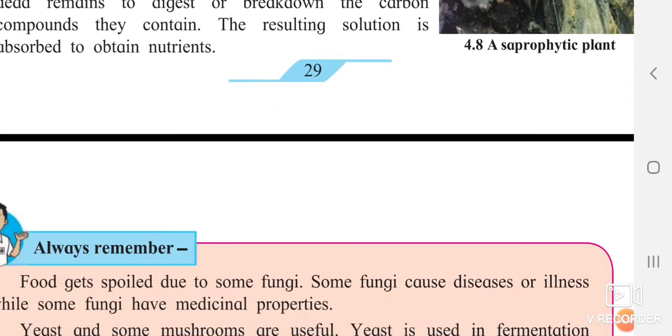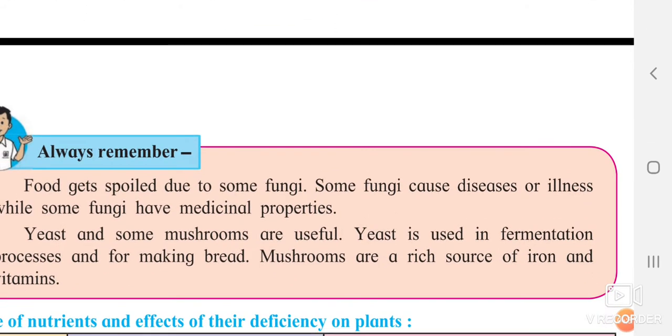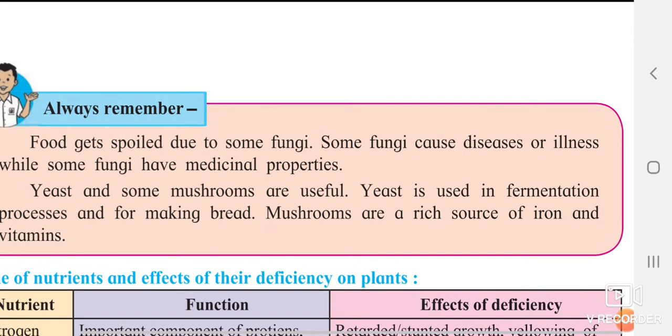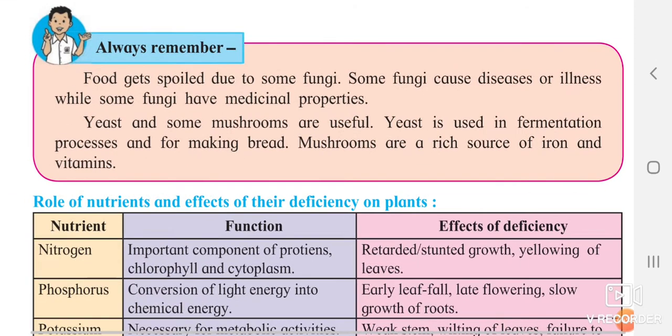So we have seen three types just now. One was heterotrophic, another was symbiotic, and the third one was saprophytic. And the one which we studied under heterotrophic was the parasitic plant. Okay. Now one thing they have told you: food gets spoiled due to the growth of some fungi in it. We know there is microbial growth in the food, and that is the reason the food gets spoiled. Yeast and some mushrooms are useful for us.